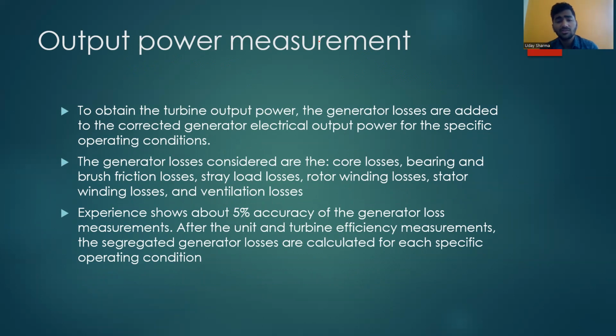Experience shows that there is a 5% accuracy of the generator loss measurements. After the unit and the turbine efficiency measurements, the segregated generator losses are calculated for each phase operating condition. There is a 5% accuracy difference when we consider these losses along with the calculation of the efficiency management.